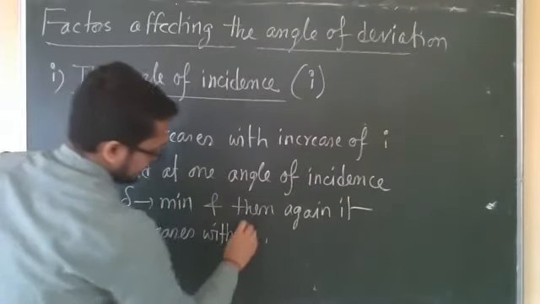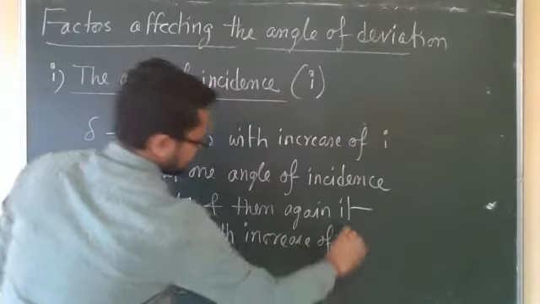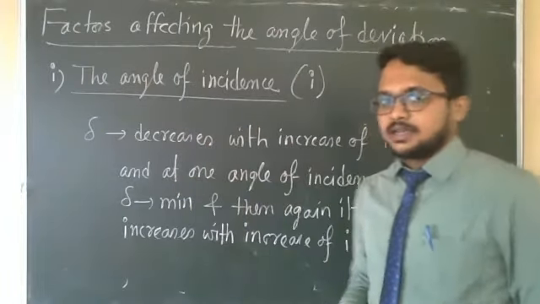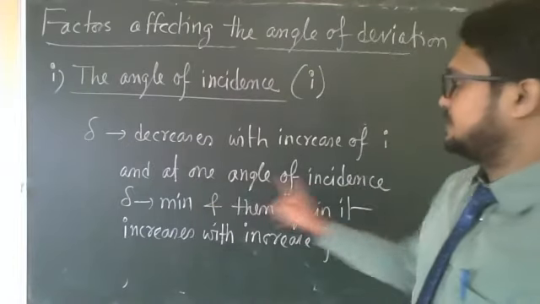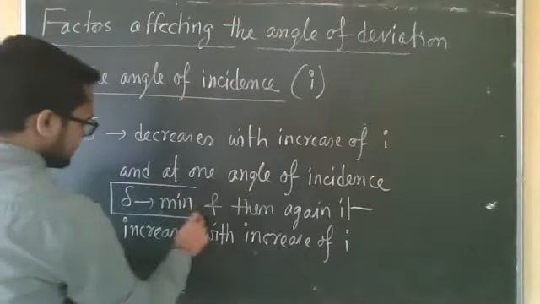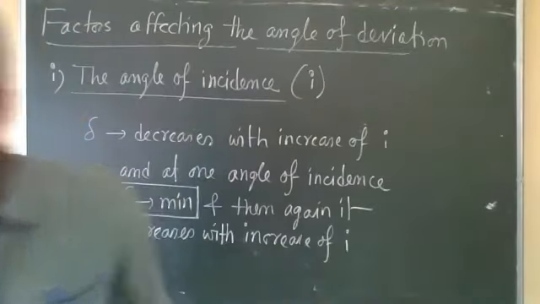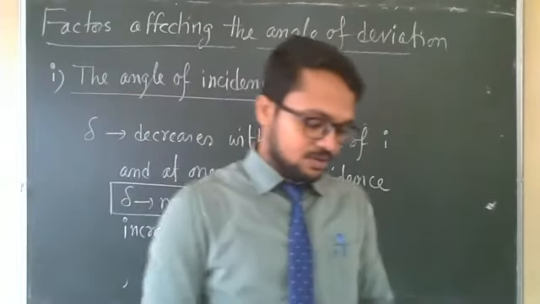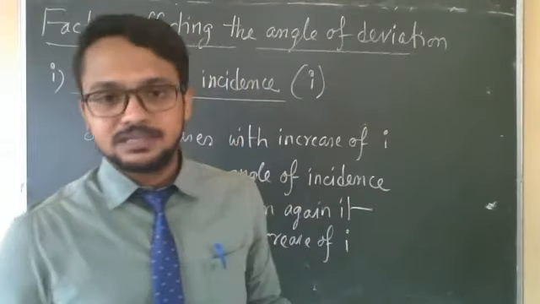So if we increase the angle of incidence, first the deviation decreases, then at one angle of incidence it will be minimum deviation, and then again it will increase. It is completely an experimental fact. It is written nicely in your book, page number 84, the first point, dependence of angle of deviation on the angle of incidence.